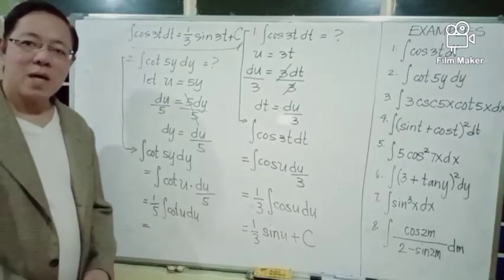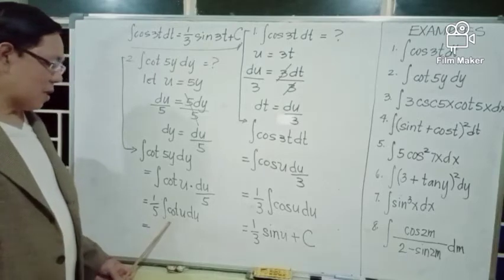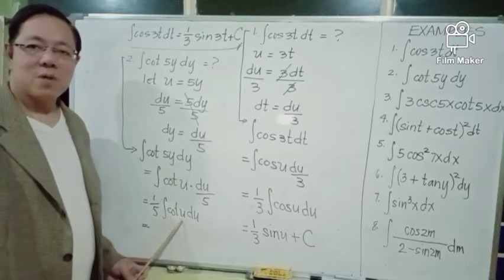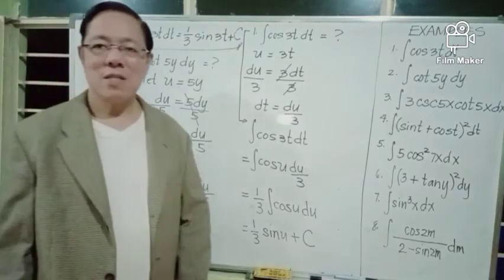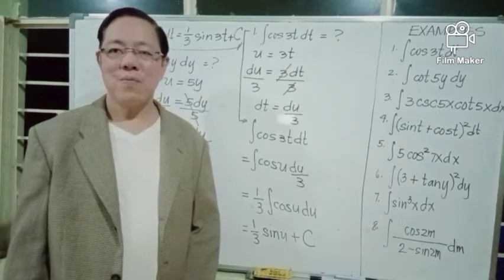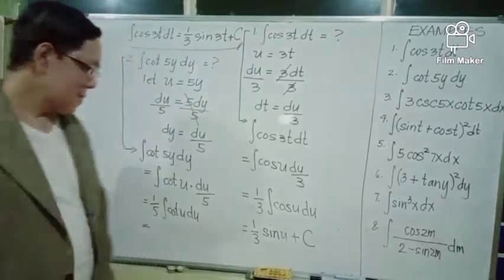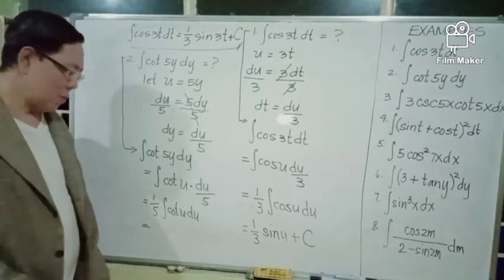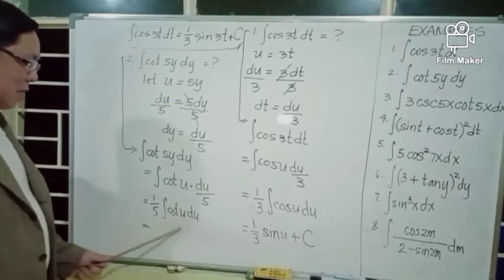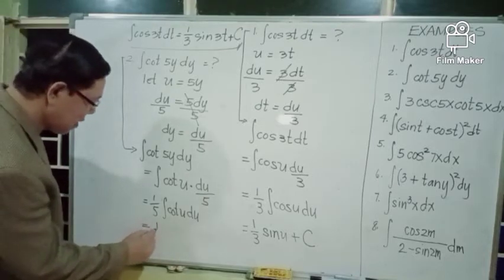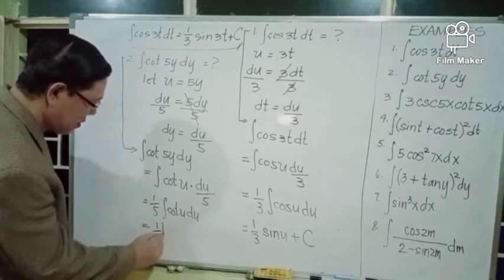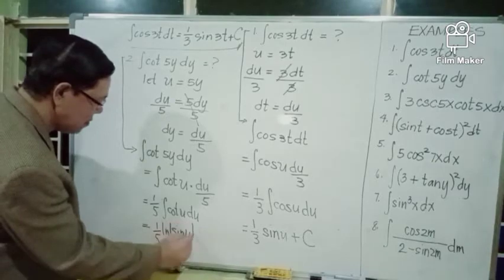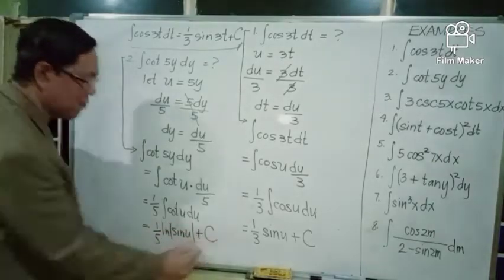Now we can apply the integration rule for cotangent of a function of a single variable. The integral of cotangent is ln of sine. Hence, the integral of cotangent u is ln of sine u. And this is now equal to 1 over 5 times ln of sine u plus a constant of integration c.